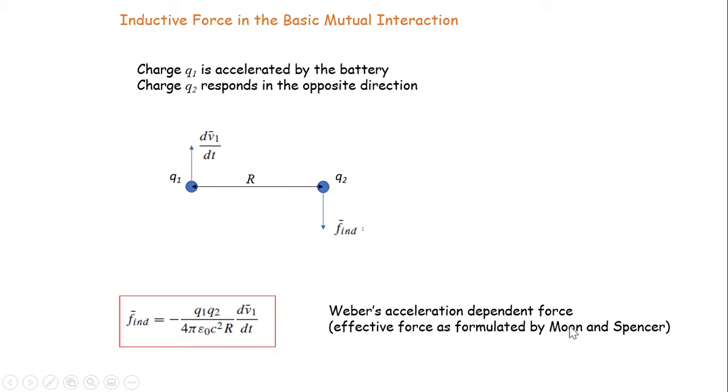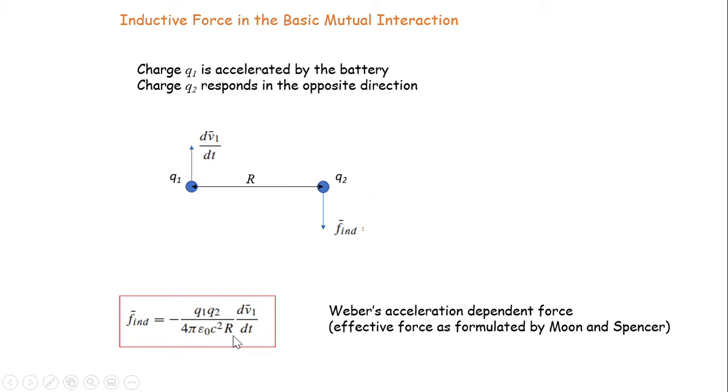Later on, Moon and Spencer during the 1950s reformulated Weber's formulation in this way, which is more appropriate for our purpose during this presentation. So we see here the product of charges. Let's assume these are two electrons, so they have the same charge, but this formula is also valid for oppositely charged particles.